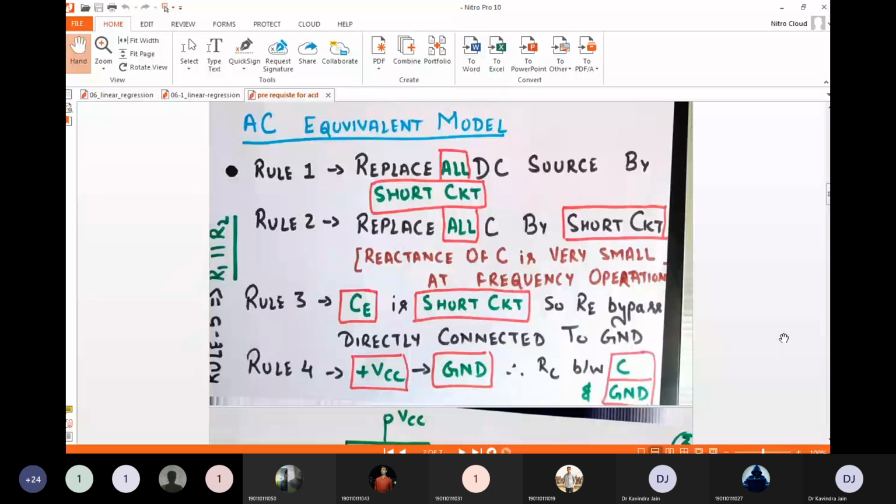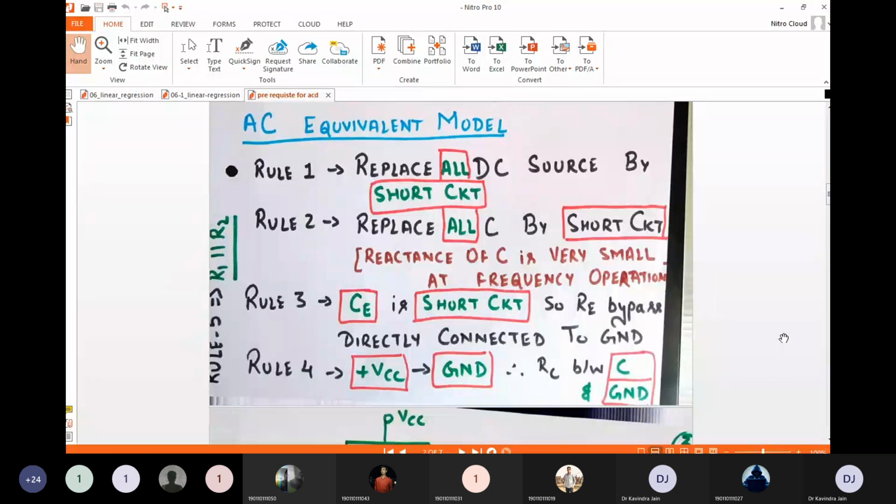There are basically 5 rules. The first rule is whichever circuit is being given to us, we would replace all the DC sources by short circuit. Rule number two says that we would replace the capacitors present in the circuit by short circuit. Why?